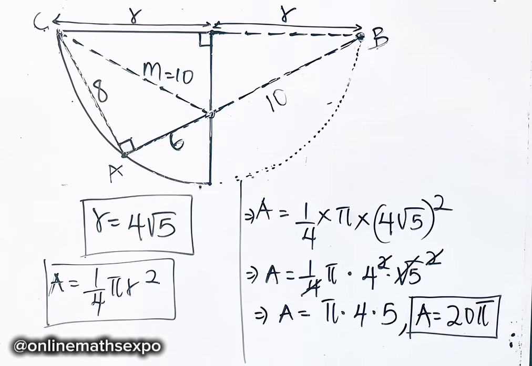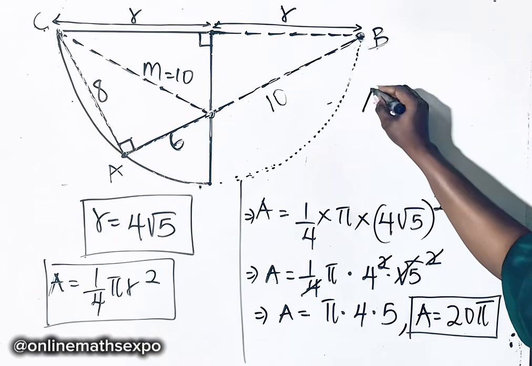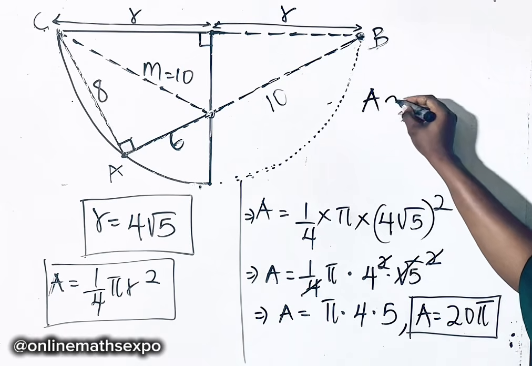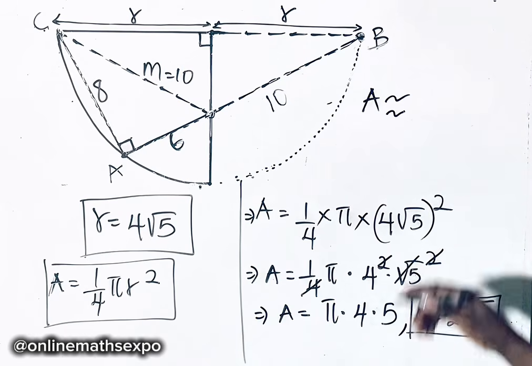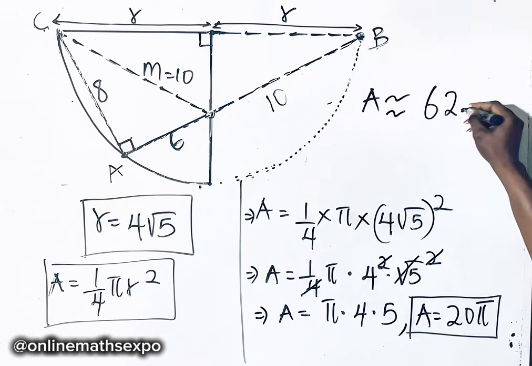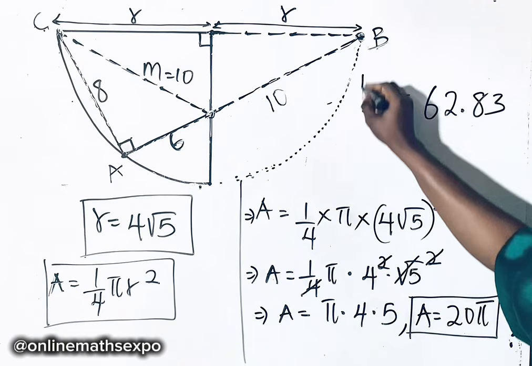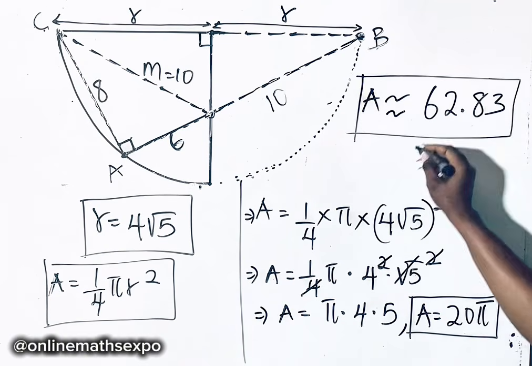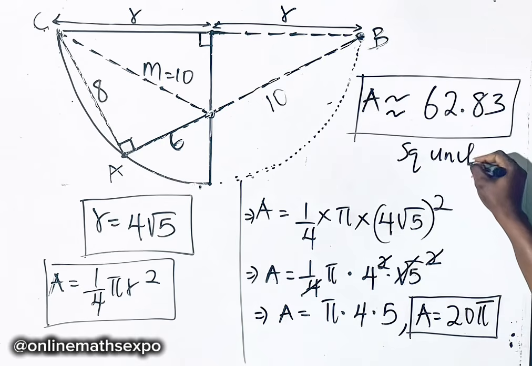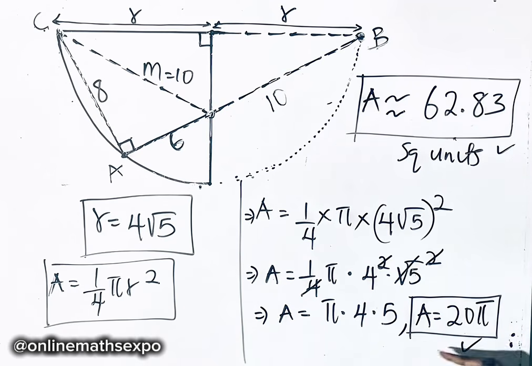We can also take the approximate value. So let's work it up here. The approximate value gives us area as 62.83 approximated. Remember, it is in squared units as well as this. So these two are the areas of this quarter circle.